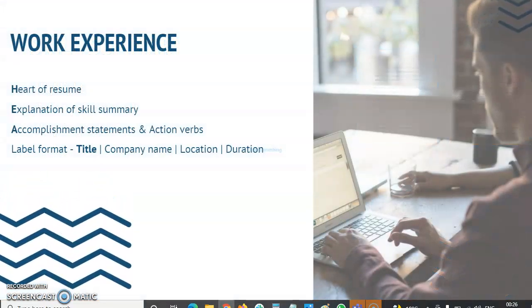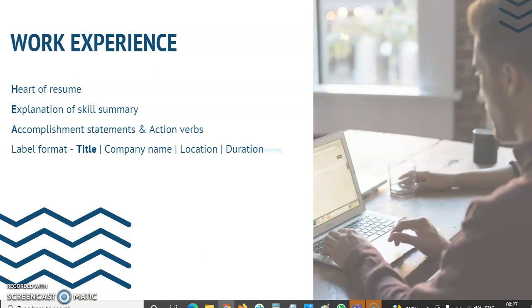Work experience. Work experience is the heart of the resume of any experienced candidate. This should be the explanation of the skill summary. The best way to write your experience is in terms of the impact you created in quantifiable terms in the form of accomplishment statements. It lets the recruiter know what you are capable of. Use action verbs to describe your accomplishments. The general format for writing an experience in chronological resume is job title, after that company name, location, followed by date of joining and last working day.